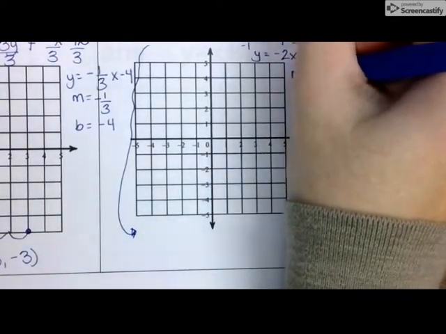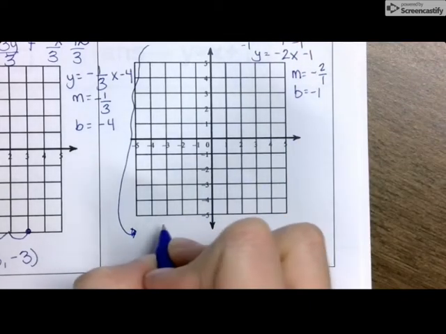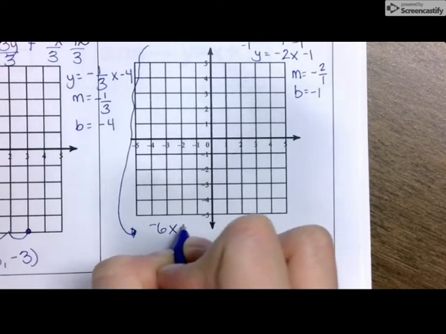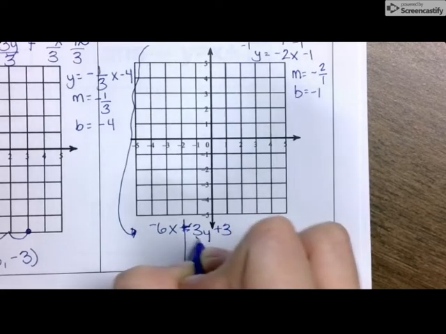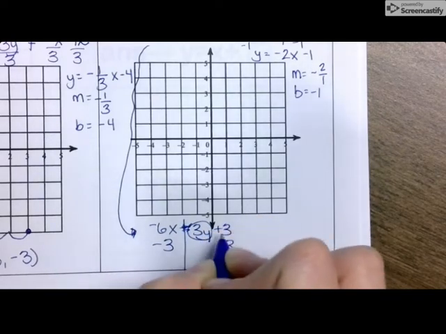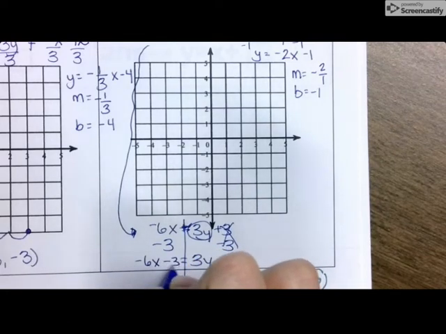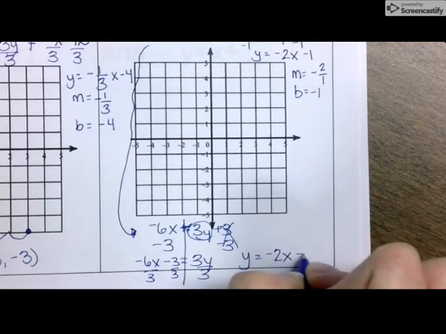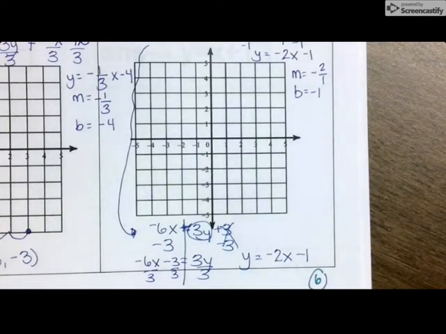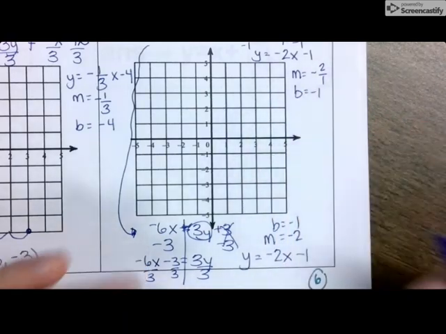Okay? This one I'm going to put down here. Sorry, just because I know I'm probably running out of time. I have negative 6x equals 3y plus 3. Minus 3 on both sides, 3y. Divide by 3, and y equals, I'm going to flip directions, negative 2x minus 1. Oh, this makes it easy. M is negative 2, b is negative 1.